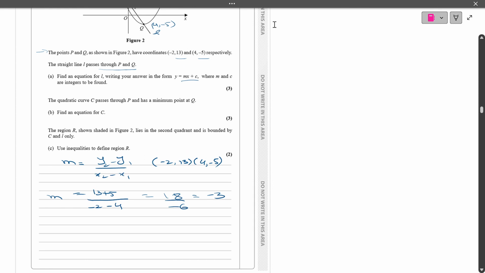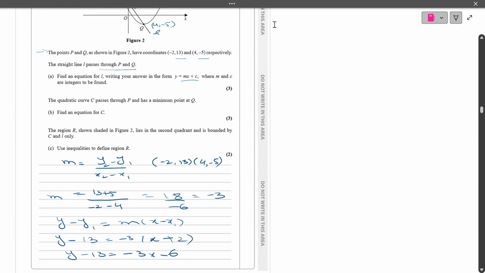So now find the y-intercept. Okay, we can use this formula instead of y equals mx plus c. Pick any coordinate to substitute into it. I already got the gradient, so let's pick the first coordinate P. So y is 13 there, gradient is -3, and x is -2, so negative becomes +2. So let's expand the bracket: -3x -6.